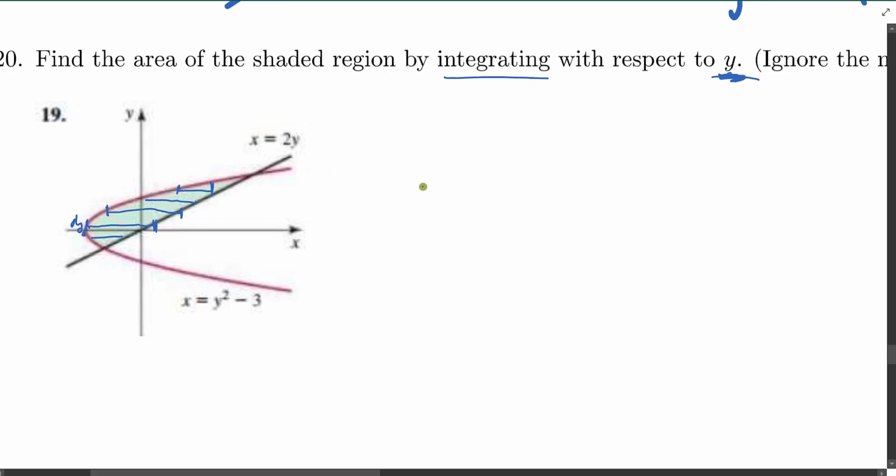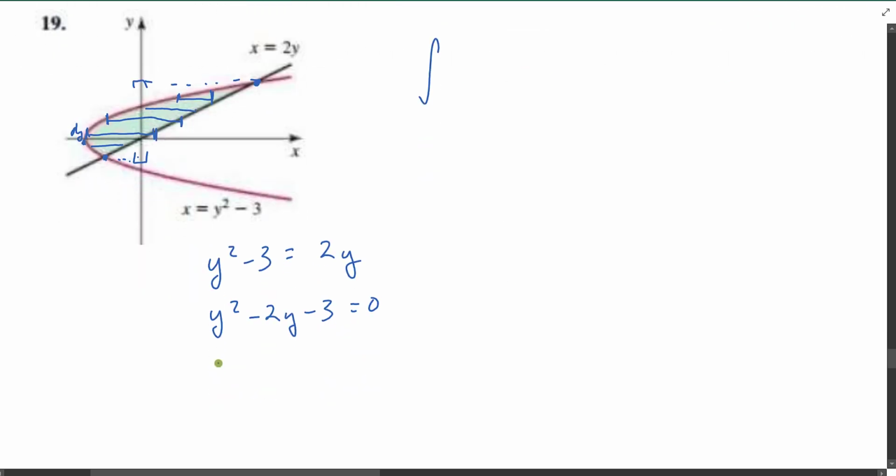We're going to do the integral from our lowest y value. So careful here, I'm not doing it with respect to x. My lowest y value is this y value right here, and my highest y value is this y value up here, whatever y coordinates those correspond to. So we need to find these two intersection points to answer this question. Let's take the first function, y squared minus 3, and set it equal to the second function, 2y. That gives us y squared minus 2y minus 3 equals 0. And we could factor that.